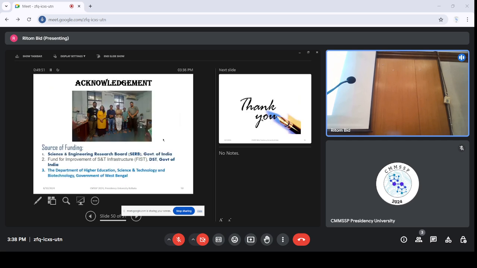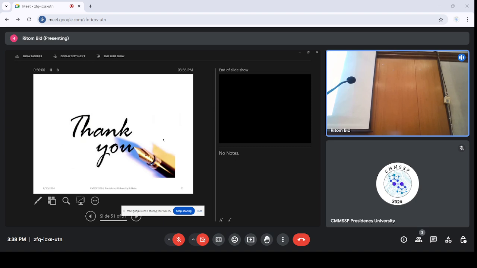So here the people in my group, my students are working at Jadavpur University, are trying to set up a lab there. The source of funding is from the SERB and Government of India, DST FIST, and West Bengal DST. So I think we have explored our possibility of using solar energy in our daily life.